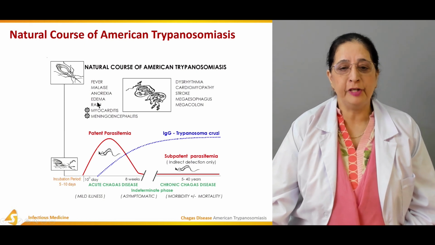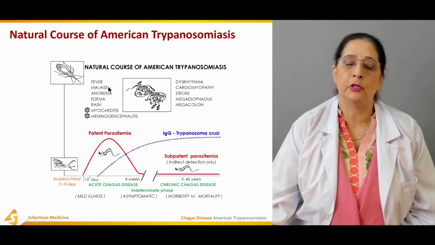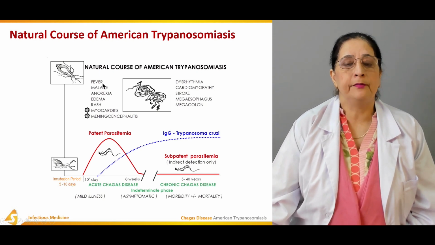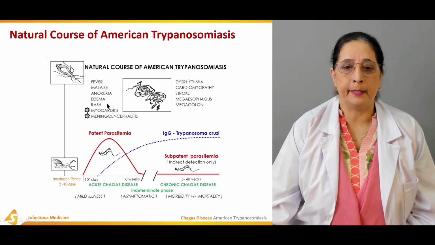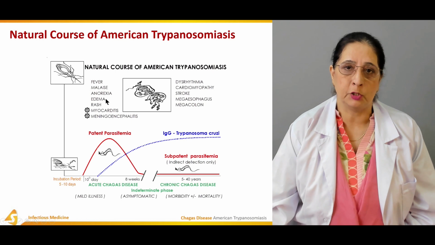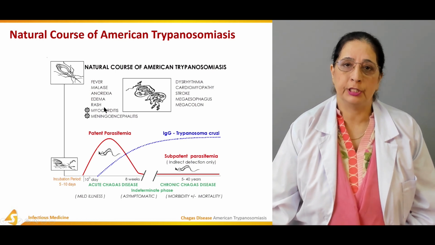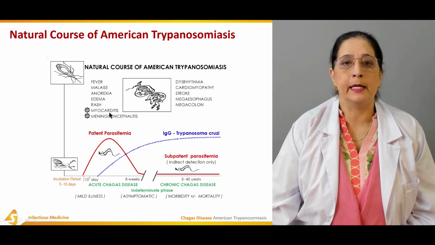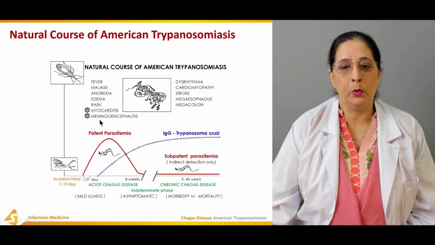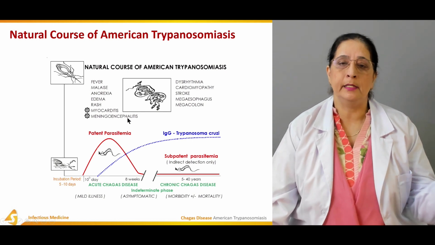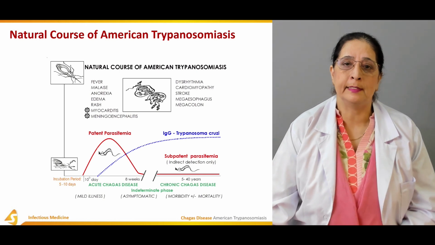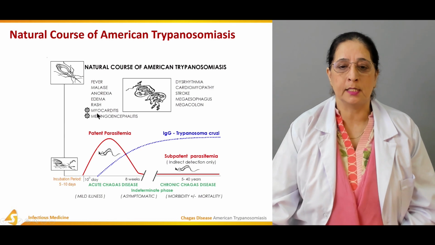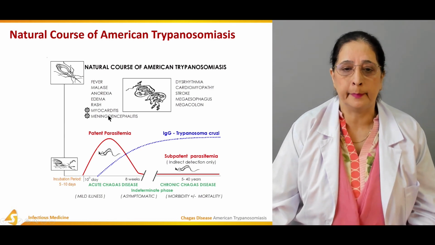Some of the features of trypanosomiasis or Chagas disease: there is fever, malaise, anorexia, loss of appetite, edema, swelling, rash, myocarditis, meningoencephalitis. Once in the chronic phase, these are some serious implications of chronic Chagas disease. It involves the heart muscle.